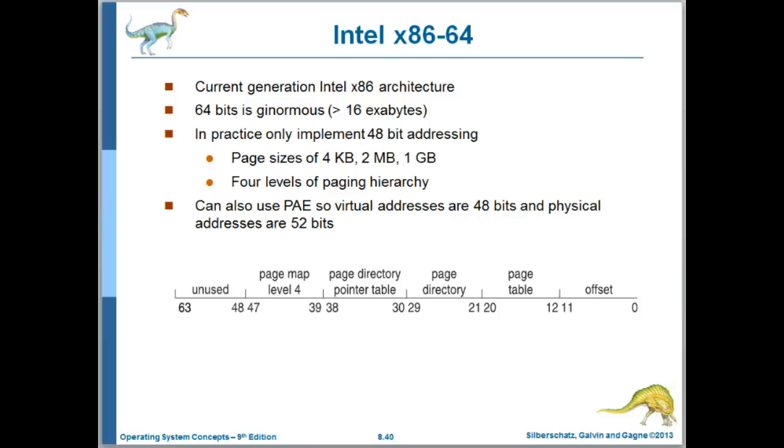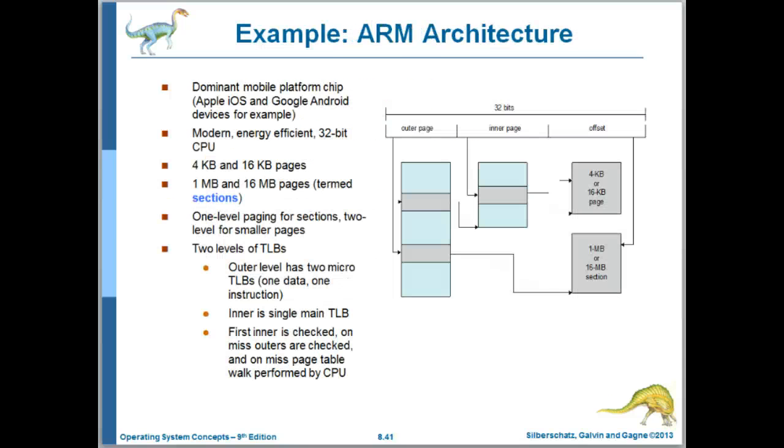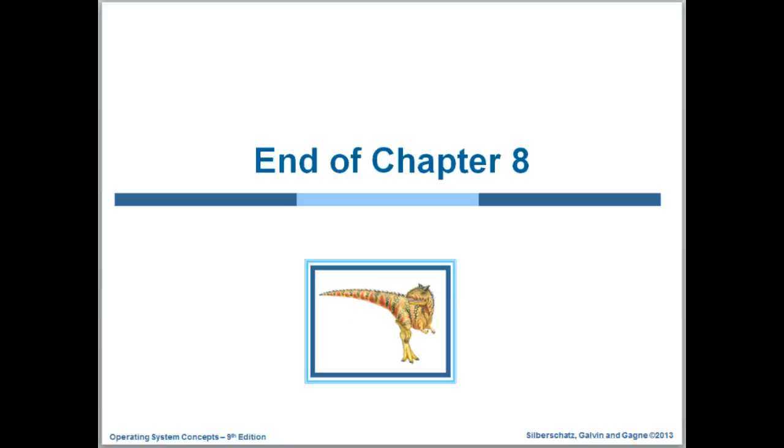All right, so for the 64-bit addressing, one of the simplifications off the bat are to use only 48 bits, and then to use a 4-level paging hierarchy to try to get some order and some organization to the paging table. I'm going to skip ARM, and that completes Chapter 8.